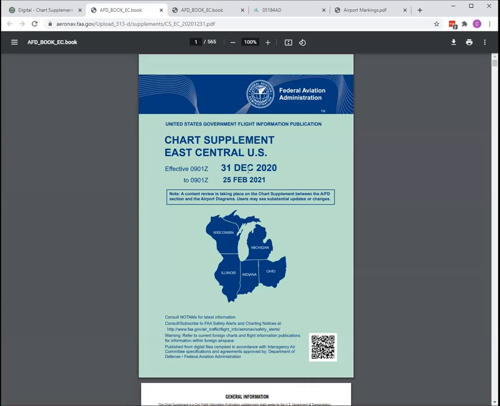So this is what they look like. This is the cover. They say chart supplement, and then they'll have the region that it's good for, and then the effective date and the times that it's valid for. This one is the East Central United States Chart Supplement, and it's good for Wisconsin, Illinois, Indiana, Ohio, and Michigan.